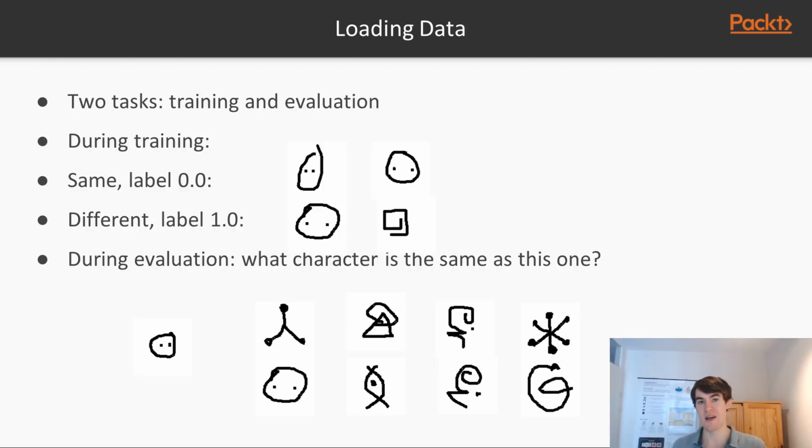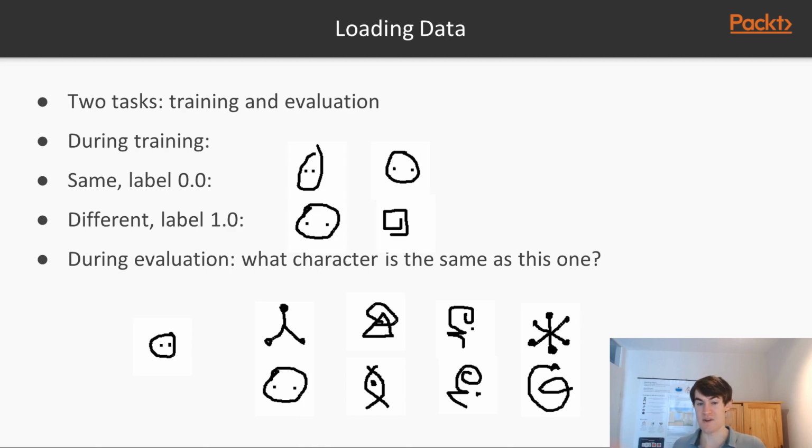To load the data, we first have to think about what kind of task we want to do. And in this case, we're not going to try to recognize each character, but we're going to ask the computer the question, hey, are these two characters the same or not? So if they are the same, we give them a label of 0. So if you see two funny heads, then you give them the label 0. It's kind of a distance metric.